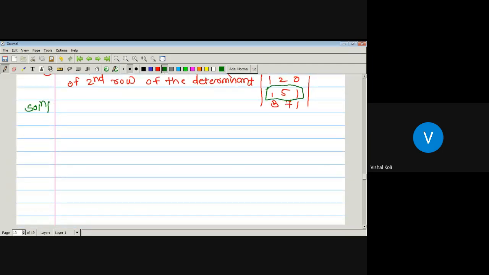Solution. Now minor of element 1 is equal to, suppress the row and column corresponding to that element. So the corresponding determinant is 2 0, 7 1. Now 2 into 1 minus 0 into 7, which is 2 minus 0, equal to 2.